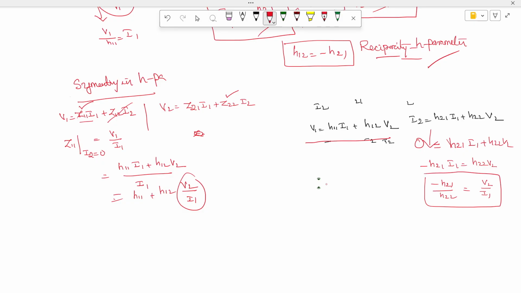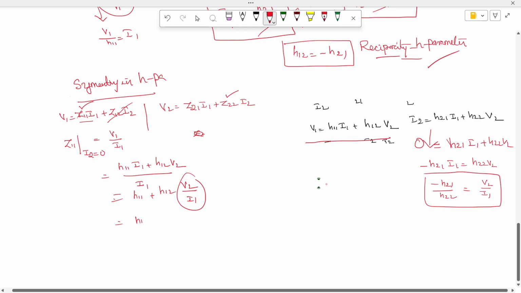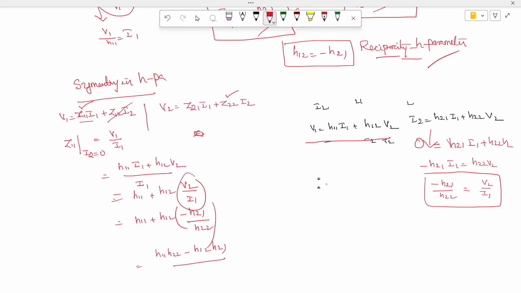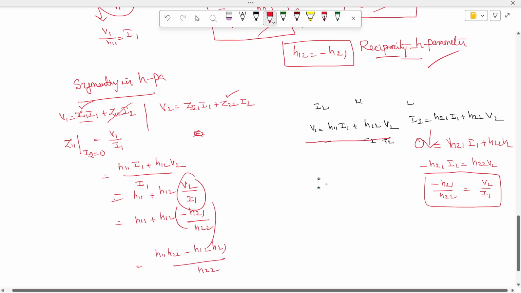So substitute here. This is nothing but H11 plus H12 times V2 by I1, which is minus H21 divided by H22. Take the LCM, and Z11 is H11 H22 minus H12 H21 divided by H22. Just try to compare the Z11 values.